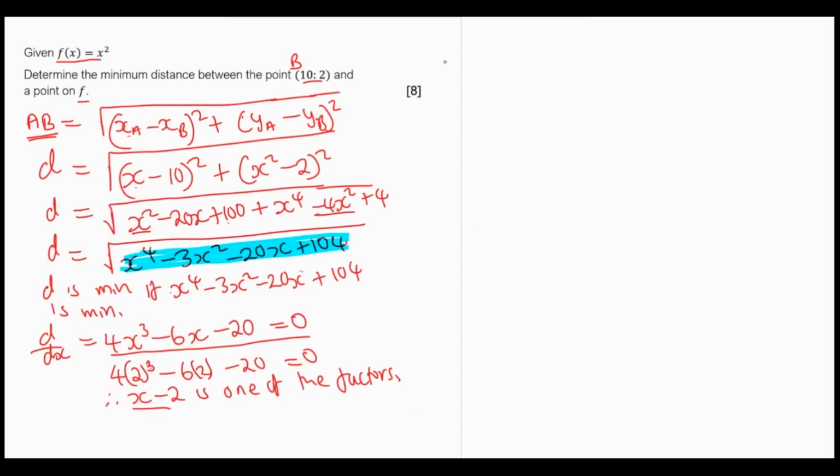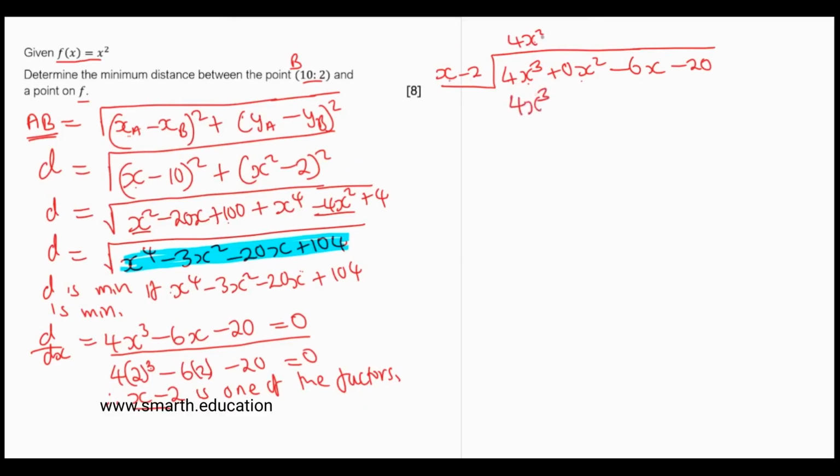So let's do that. So it's x minus 2, and then we're dividing 4x cubed, then minus 6x. So we have plus 0x squared, right, minus 6x minus 20. We have to add this one, 0x squared there, so that we have 4 terms, right? x into 4x cubed, that is 4x squared. Then 4x squared times x, that is 4x cubed. Then 4x squared times negative 2, that is negative 8x squared.